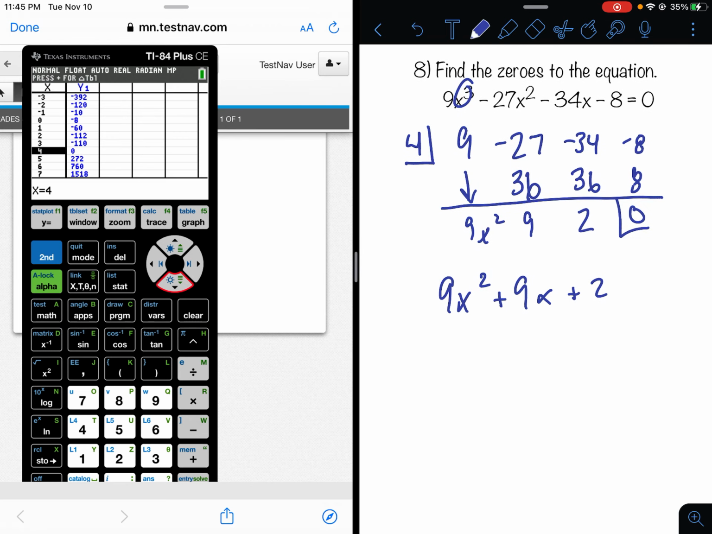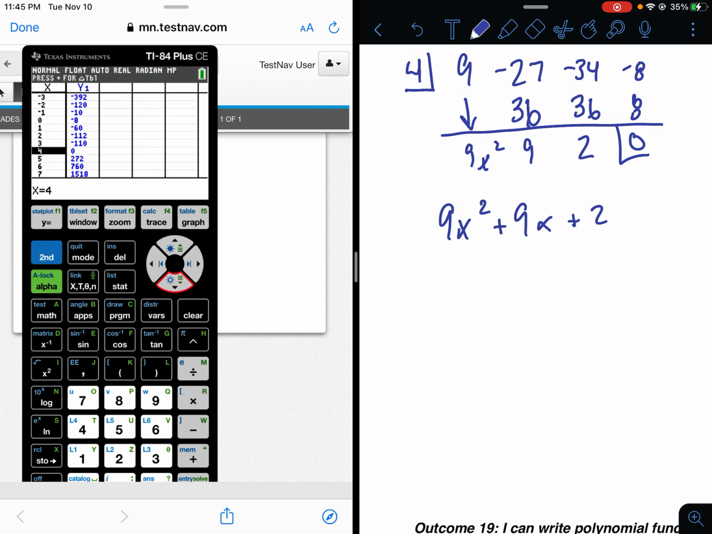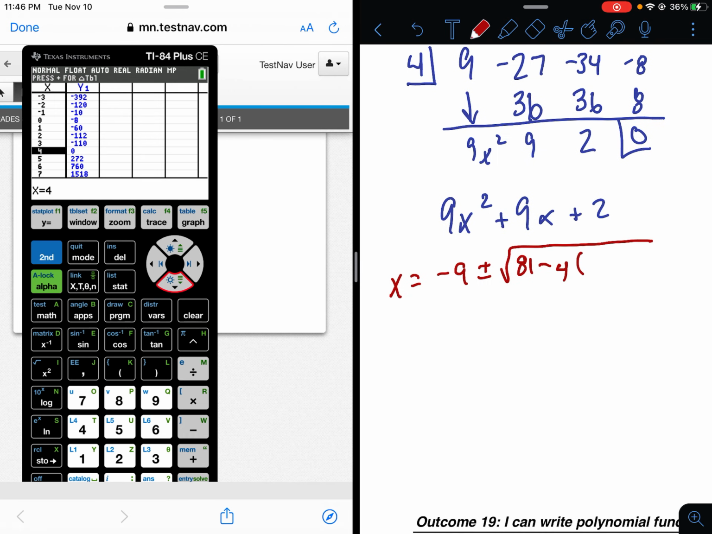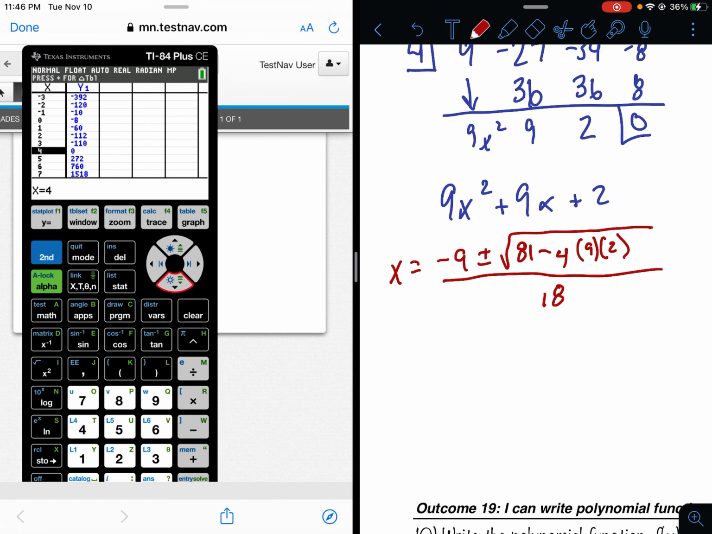Okay, now that it's a quadratic, we can actually use quadratic formula to solve the problem. Quadratic formula, and I'll change colors here, is x equals the opposite of b, which is now negative 9, plus or minus the square root of b squared. 9 squared is 81, minus 4 times a, which is 9, times c, which is 2, all over 2 times a. 2 times 9 is 18.